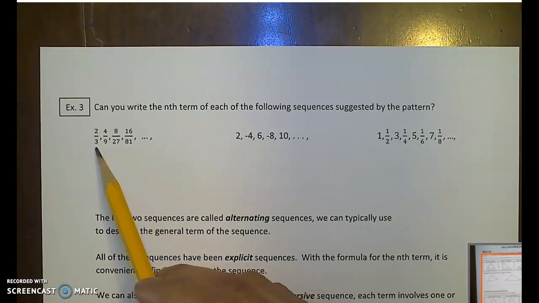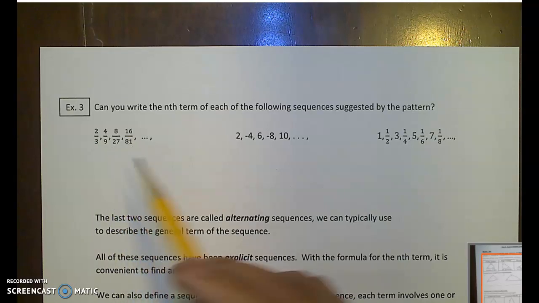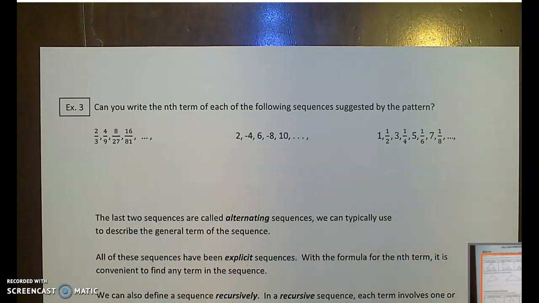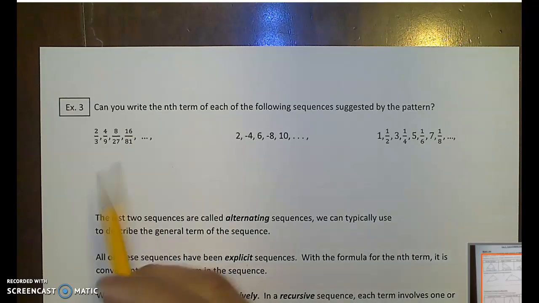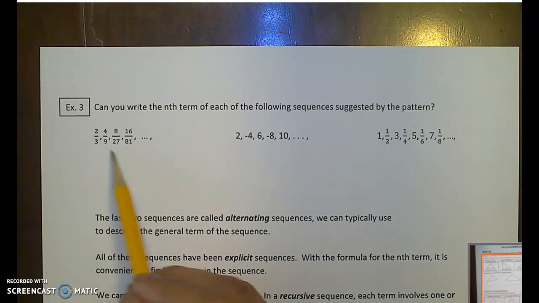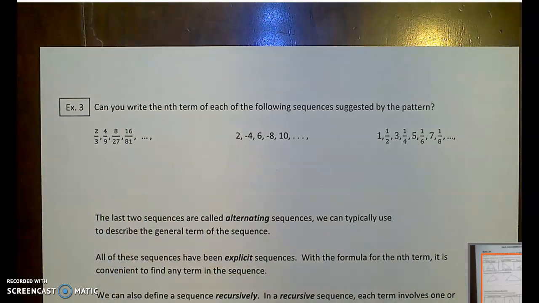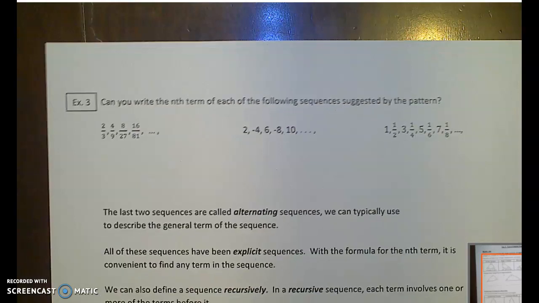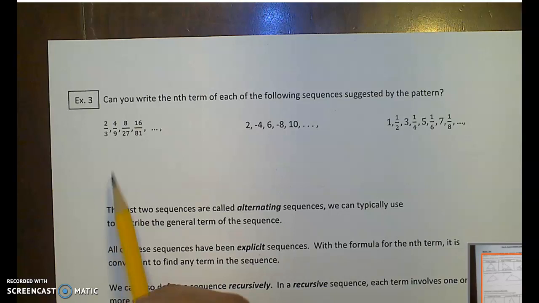So we've got 2/3, 4/9, 8/12, 16/81. We're trying to look for something that's common between these terms. Trying to figure out, okay, what is the pattern? How are these numbers changing? So often you would like to see if you can find a common factor. Like how do we get from one term to the next?